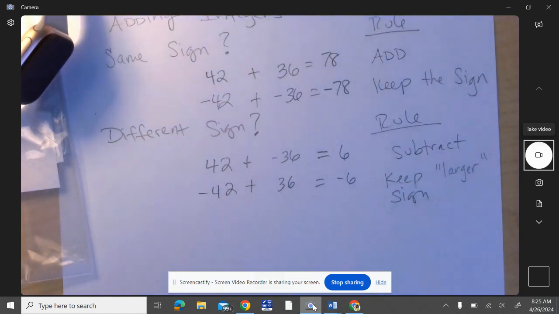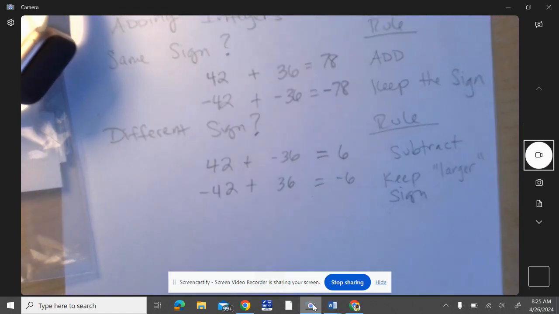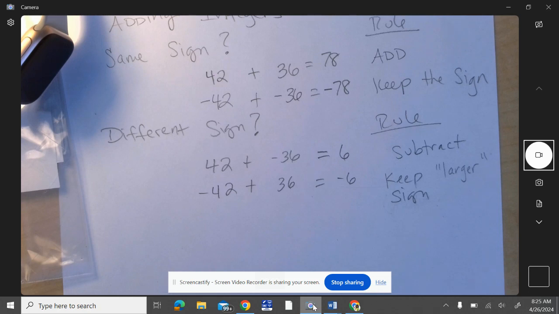If you have different signs, you are to subtract and then keep the larger sign. So you would do 42 minus 36, which is 6. And then whatever sign has quote unquote the larger number, for example, in the first one, the 42 is larger, so the answer is a positive 6. In the second one, the 42 is still larger, but it's negative, so the answer is going to be negative 6.